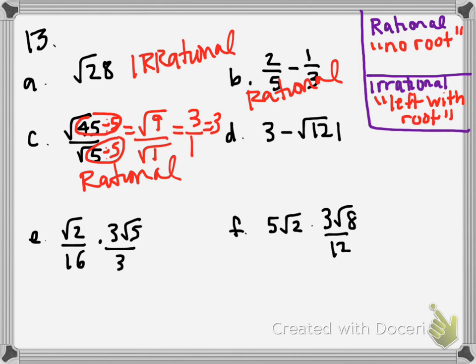Part D, square root of 121 is 11, so this is 3 minus 11. No root in sight, which is negative 8. So we've got rational.